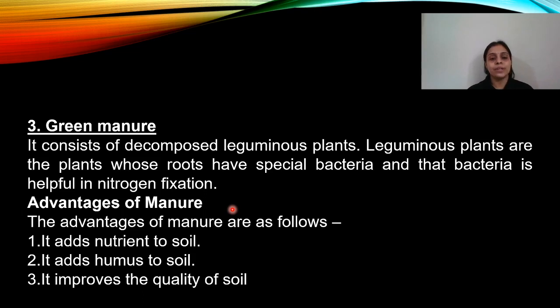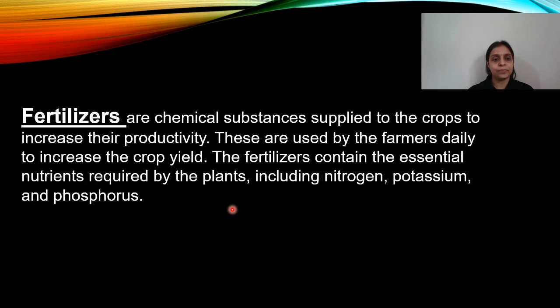The third one is green manure. This consists of decomposed leguminous plants. Leguminous plants are plants whose roots have a special bacteria that helps in nitrogen fixation. Coming to the advantages of manure, they are as follows. It adds nutrients to the soil, it adds humus to the soil, and it improves the quality of the soil.